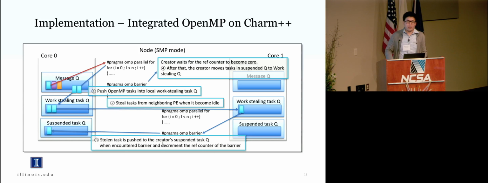So this is the diagram and architecture of the integrated OpenMP on ChaNGa++. When each chare encounters OpenMP calls, the integrated runtime creates a user-level thread for the OpenMP region, and then they are pushed to the work stealing queue. Here in this diagram, core 1 doesn't have any work in its queue, so it can help other PEs. It steals tasks from core 0 and does its work. If we encounter some barriers, it pushes the work back to the creator's suspended task queue. In this way, we implemented the integrated runtime, and all the barriers are implemented using atomic counters.